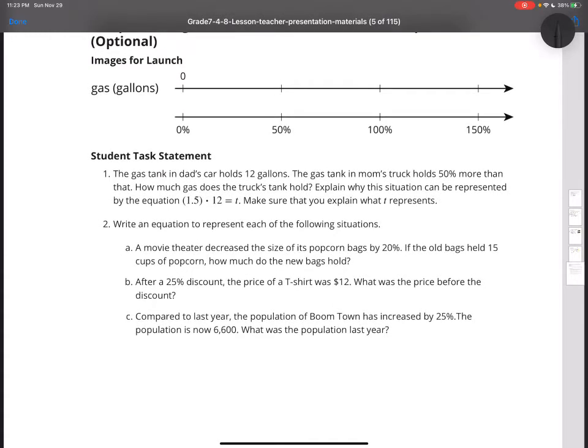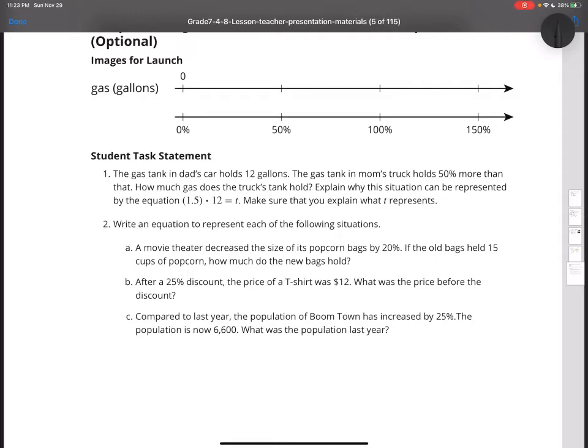It says the gas tank in Dad's car holds 12 gallons. The gas tank in Mom's truck holds 50% more than that. How much does the truck's tank hold? Explain why the situation can be represented by the equation 1.5 times 12 equals T. Make sure that you explain what T represents.